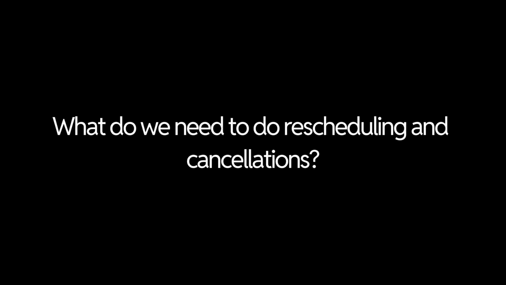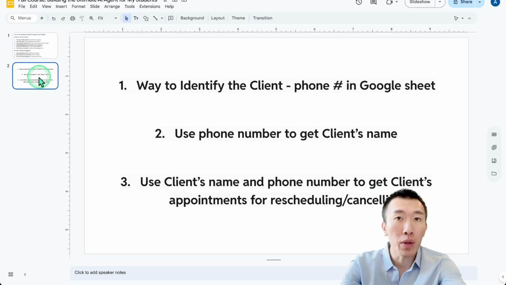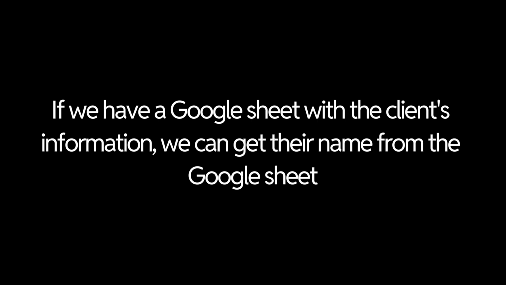So what do we need in order to do rescheduling and cancellation? Well, first of all, we need a way to identify the client. And the best way to do this is by using their unique phone number in a Google Sheet. So once we've created the Google Sheet with the client's information, then we can get the information from the Google Sheet in order to get their name.